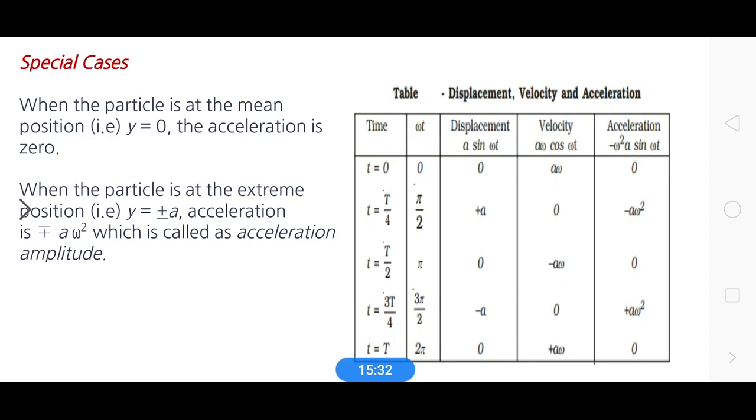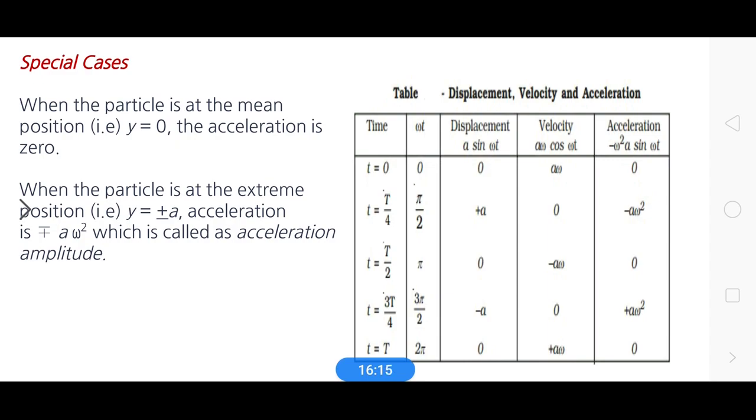Now we will discuss some special cases in the acceleration. Suppose the particle is at the mean position, that is y is equal to 0. Then what is the acceleration? It is also 0. Why? Because a is equal to omega square y, a is equal to omega square into 0. So we got acceleration equal to 0. Whereas when the particle is at the extreme position, when y is equal to plus or minus a, the acceleration is equal to plus or minus a omega square, and it is called acceleration amplitude, the maximum value of acceleration, a omega square.